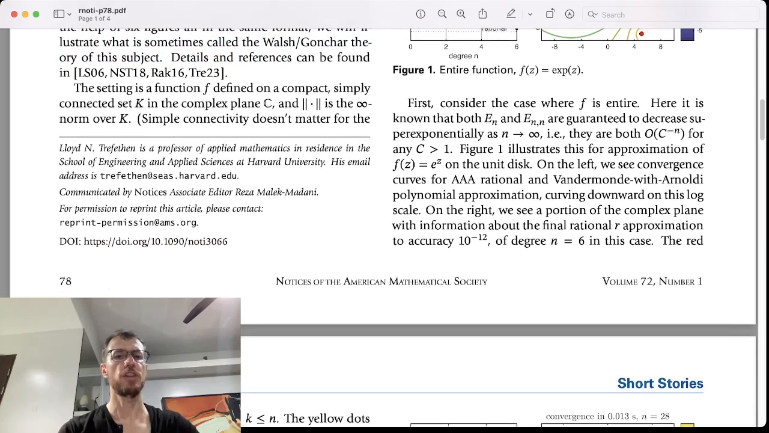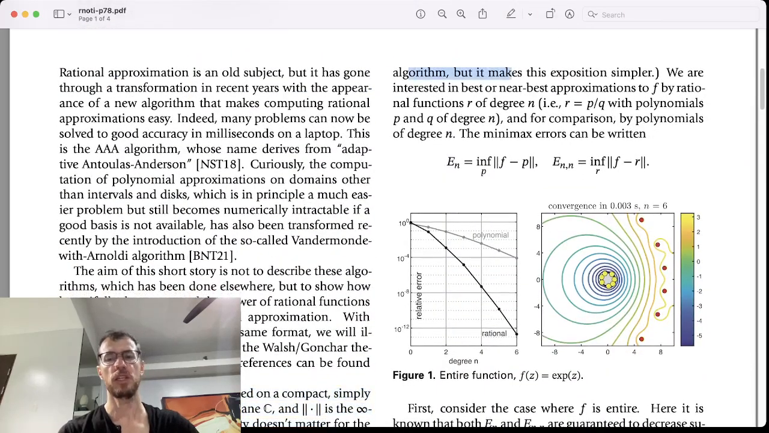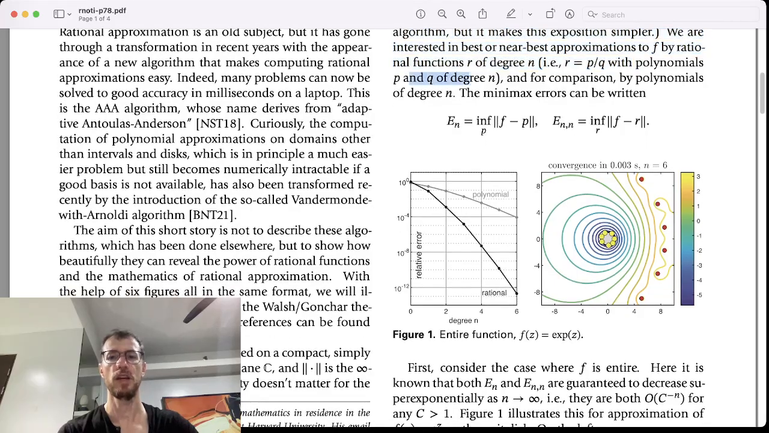The setting is a function f defined on a compact simply connected set K in the complex plane, and double bars are used for the infinity norm over K. Simple connectivity doesn't matter for the algorithm, but it makes this exposition simpler. We're interested in best or near best approximations to f by rational functions r of degree n, i.e., r equals p over q with polynomials p and q of degree n, and for comparison by polynomials of degree n.